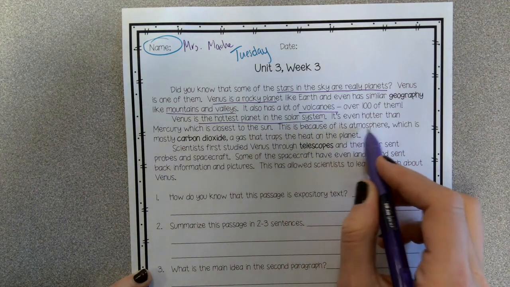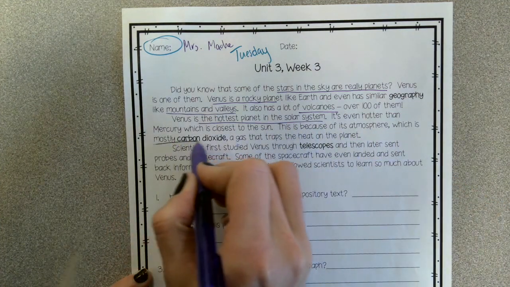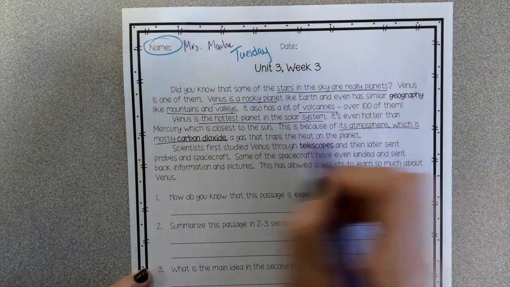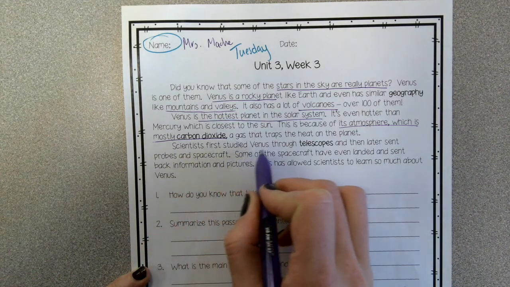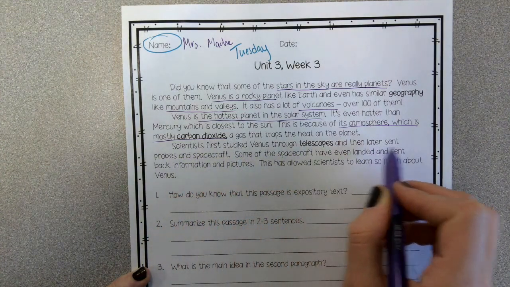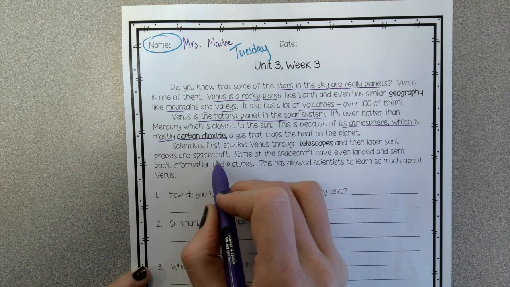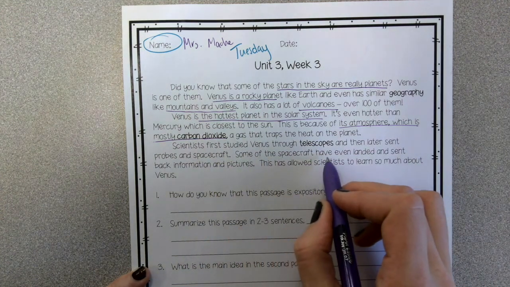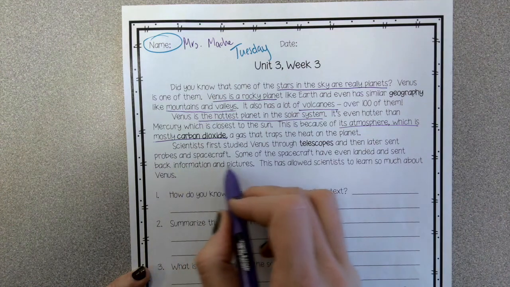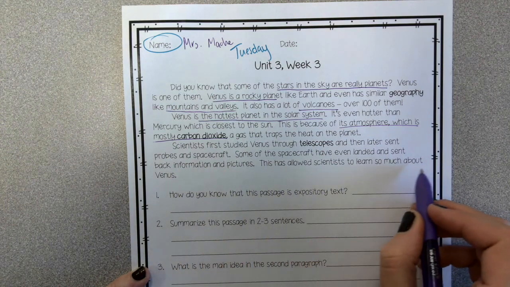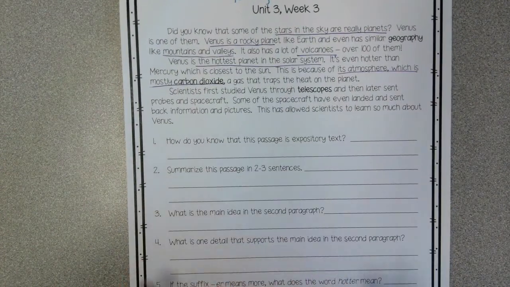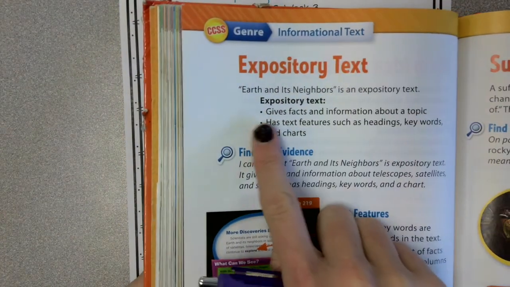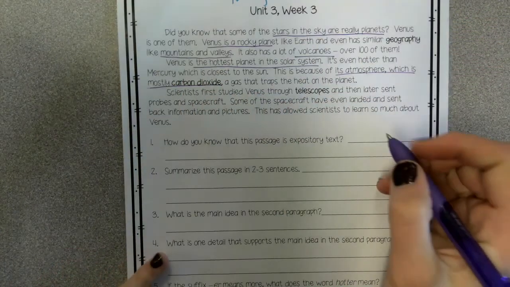This is because of its atmosphere, which is mostly carbon dioxide, a gas that traps the heat on the planet. Scientists first studied Venus through telescopes and then later sent probes and spacecraft. Some of the spacecrafts have even landed and sent back information and pictures. This has allowed scientists to learn so much more about Venus. How do you know this is expository text? Well, remember, expository text gives facts and information about a topic. This gives facts and information about Venus.